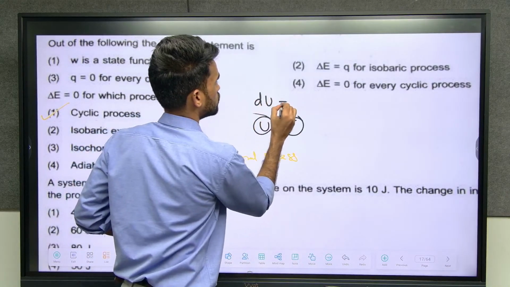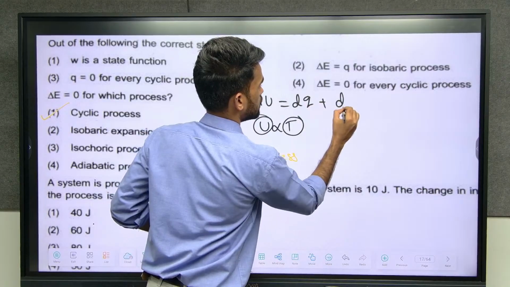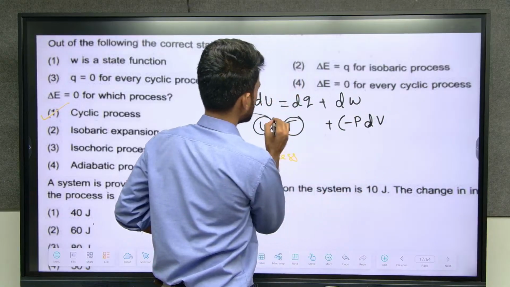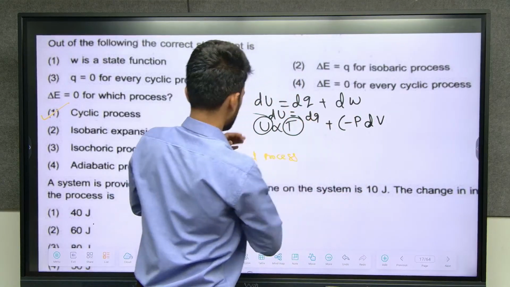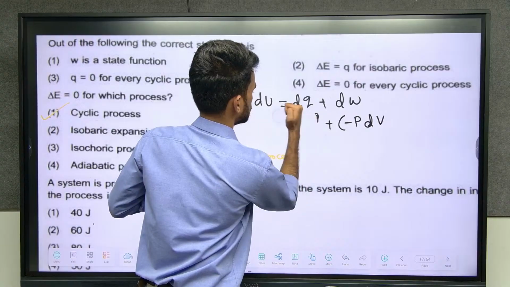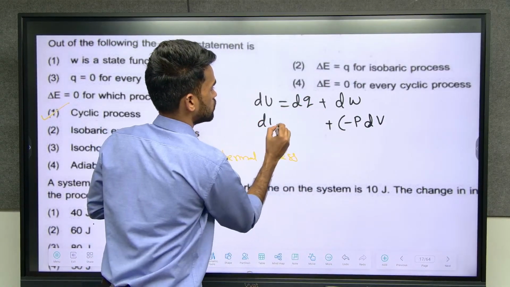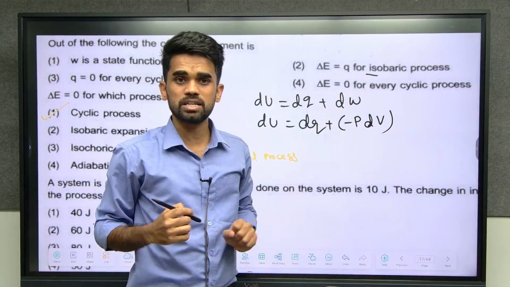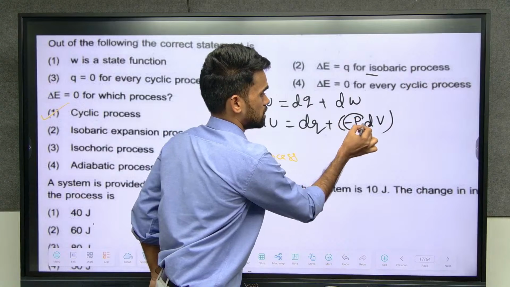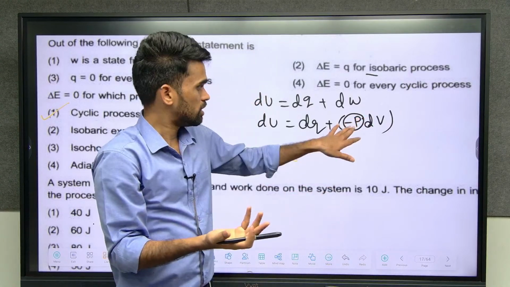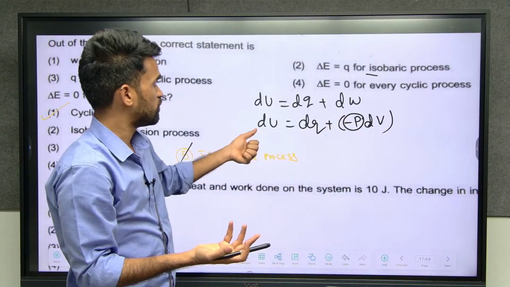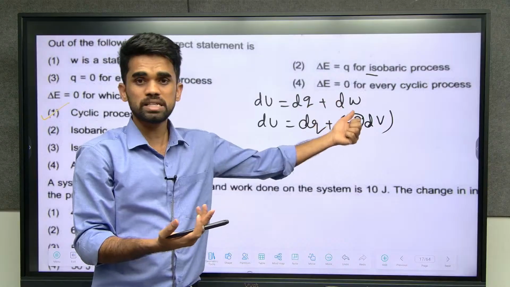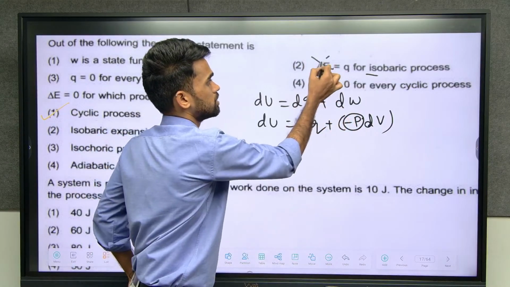du equals dq plus dw. So in place of dw I can write minus p dv. So du equals dq plus p dv, I can write. Isobaric process means what is constant? If pressure is constant, there is no change. It means definitely du must be equal to dq plus or minus p dv, like dq plus dw only. It means this statement is wrong.